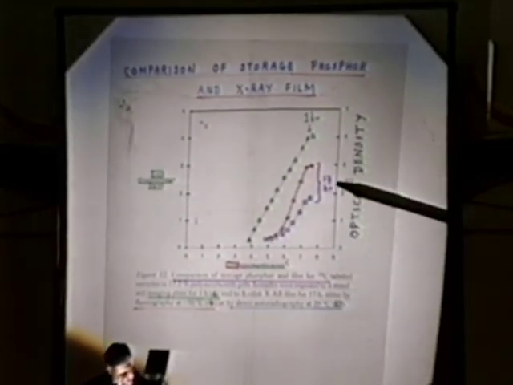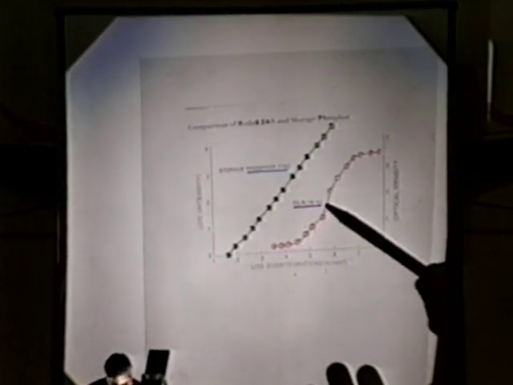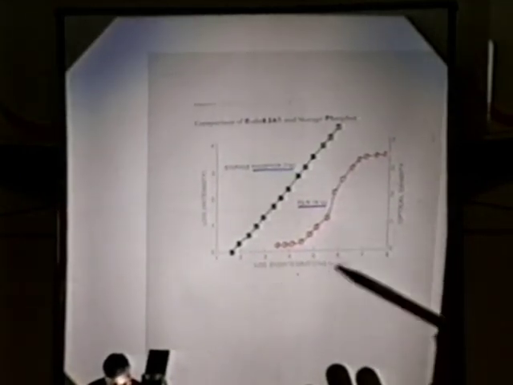This is a 17-hour exposure with an X-ray film as compared to a 1-hour exposure for the optical storage phosphor. This is the same thing, slightly better. Here is 1 hour versus 16 hours, log disintegrations, the same thing. There's no new information in that.